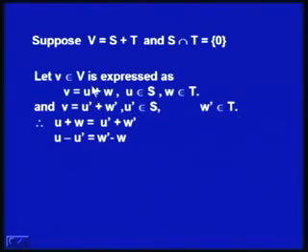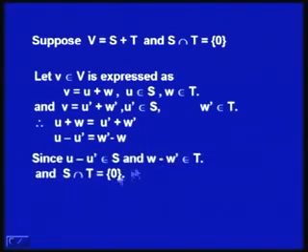So since the two vectors are the same, I can write u plus w is equal to u dash plus w dash, or I can simplify it as u minus u dash is equal to w dash minus w. Now u minus u dash belongs to S and w dash minus w belongs to T, and they are equal. Since S intersection T is equal to the 0 vector, they are equal only when u minus u dash is 0 and w dash minus w is equal to 0.